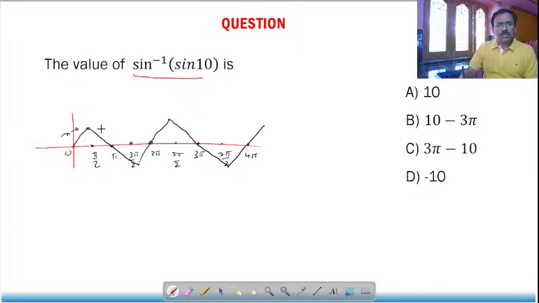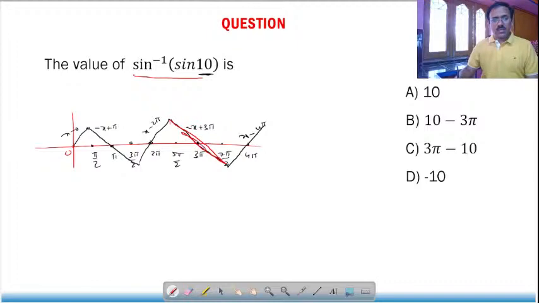x minus 0, minus x plus pi, x minus 2 pi, minus x plus 3 pi. This is x minus 4 pi. 10 means 10 radian. Where is it? This 3 pi is around 9. 7 pi by 2 means 21 by 2, 10.5. 10 will be somewhere in the journey here.